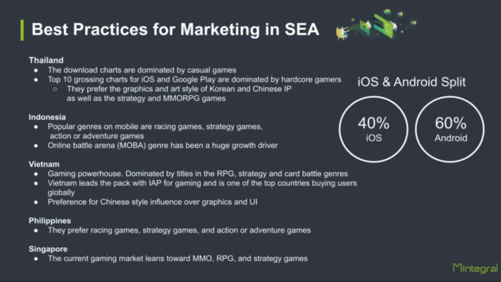Here are some specifics to consider in each of the respective countries. With Thailand, the download charts are dominated by casual games. Top 10 grossing charts for iOS and Google Play are dominated by hardcore games. They prefer graphics and art style of Korean and Chinese IP, as well as strategy and MMORPG games. In Indonesia, popular genres on mobile are racing games, strategy games, action or adventure games. Online battle arena genre has been a huge growth driver as well.